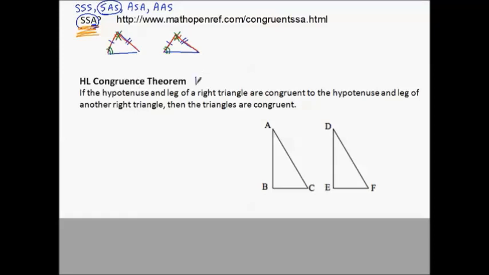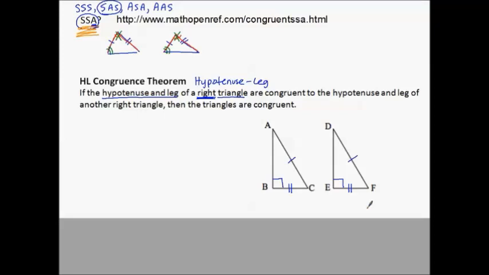HL congruence theorem. HL stands for hypotenuse leg. When do you have a hypotenuse? When you have a right triangle. So here's the theorem. If the hypotenuse and leg of a right triangle are congruent to the hypotenuse and leg of another right triangle, then the triangles are congruent. So I have to have a right triangle, so I'm going to put a right angle in this picture. The hypotenuse and leg have to be congruent to the other hypotenuse and leg. So I'm going to make the hypotenuse congruent to the hypotenuse, and one of the legs congruent to one of the legs in the other triangle.